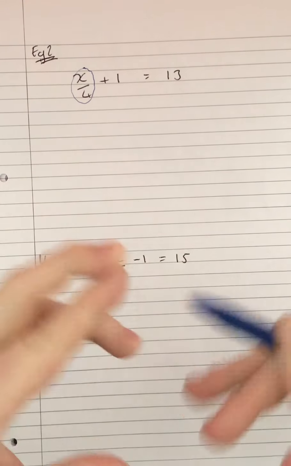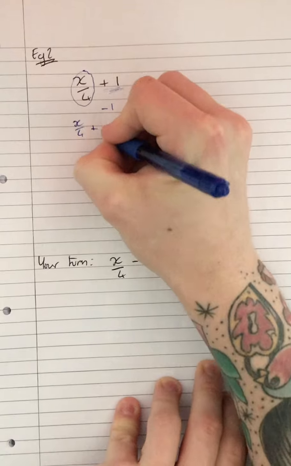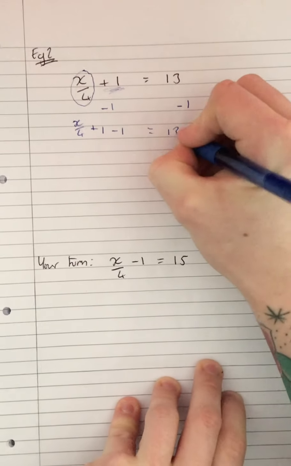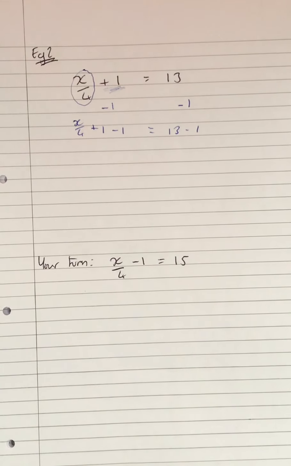I am adding 1, okay? To deal with the fact that I am adding 1, to eliminate this part of my equation, I would subtract 1. And if I do it to one side, I must do it to the other. So we get x over 4, add 1, take 1, is equal to 13, take 1.